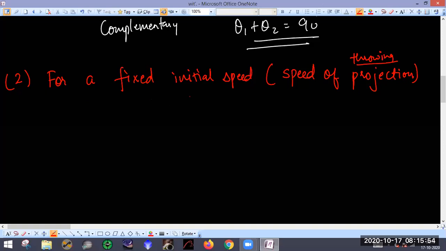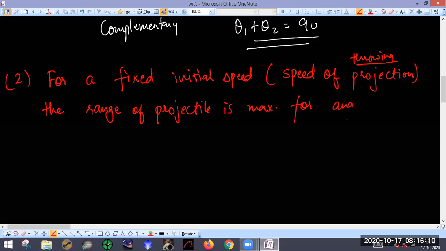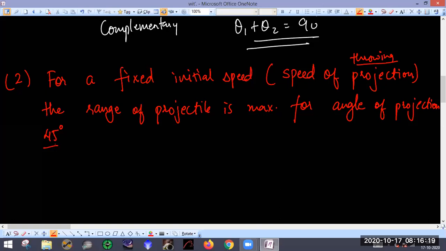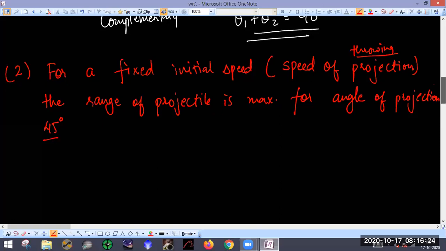For a fixed initial speed, the range of projectile is maximum for angle of projection 45 degrees. You might be finding this sentence very complicated, possible, but language છે એને મેથ્સના ફોર્મમાં કન્વર્ટ કરે તો એકદમ સિમ્પલ ઇક્વેશન બની જાય.